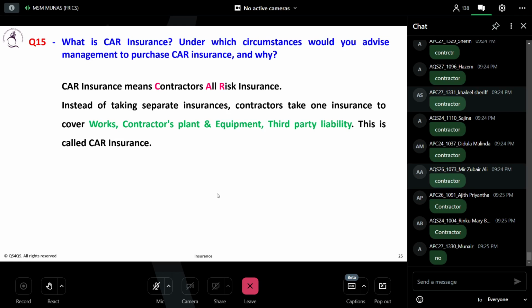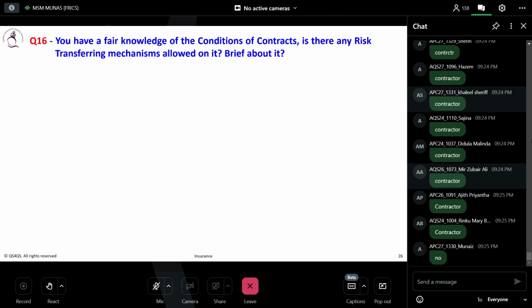Okay. So some people had a misunderstanding. I hope now it's clear. Now you have a fair knowledge of the conditions of contract. Is there any risk transferring mechanism allowed on it? Brief about it. What is the question standing for? We talk about the risk, isn't it?